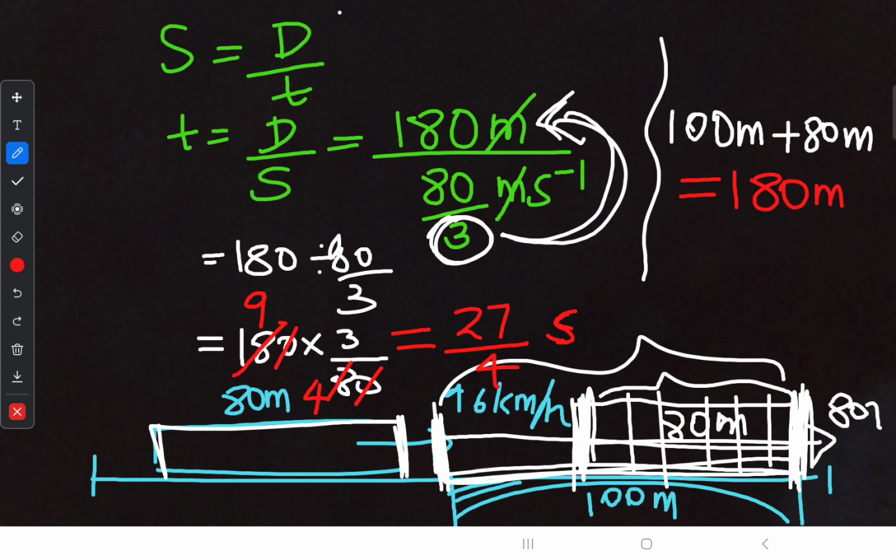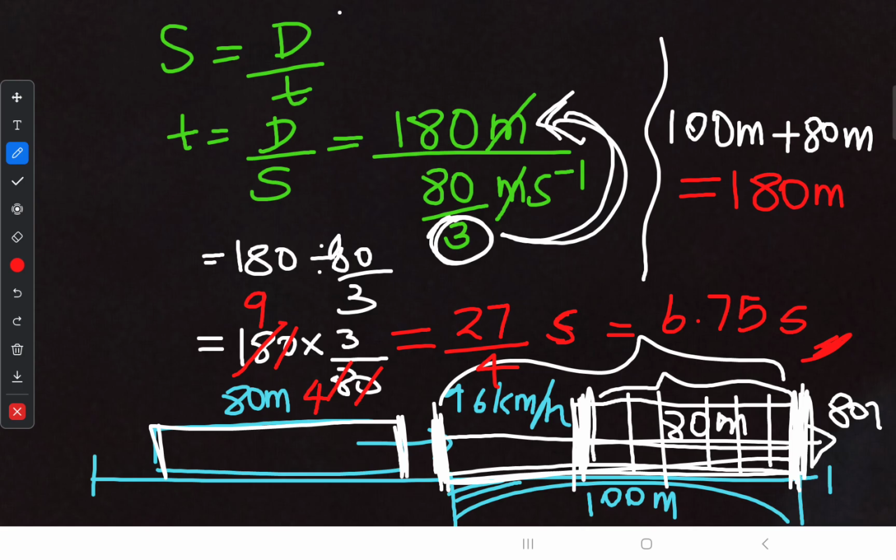Here we have to find our time in decimals. The final answer should not be in this form, not a fraction. We have to write that as a decimal number. We cannot represent our final answer as a fraction. Mostly in this kind of question you have to convert that to decimal. So when you divide, it should be 6.75 seconds.